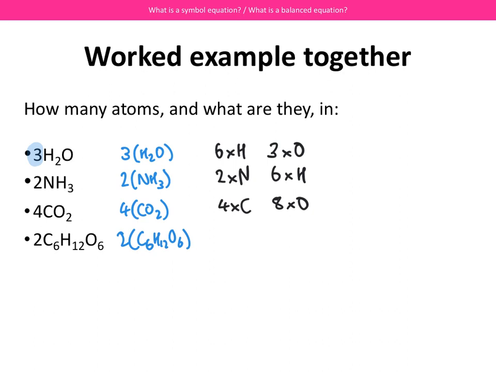So we must have 12 carbons, 24 hydrogens, and 12 oxygens.